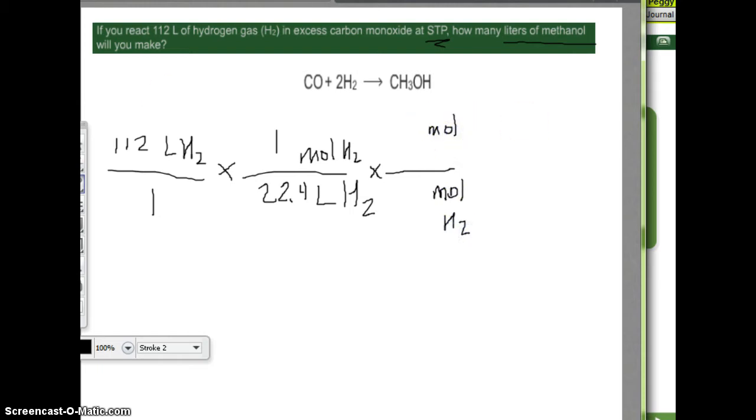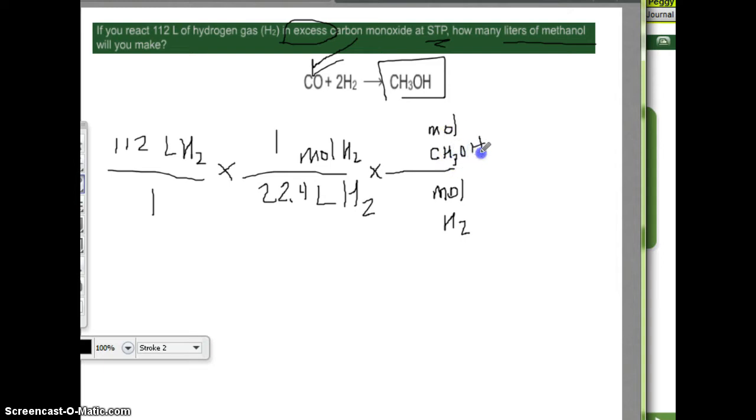All right, so if you're reading this and you're like, which one's methanol? So let's read it again. If you convert 112 liters of hydrogen gas in excess carbon monoxide. So if you did not know carbon monoxide was this one, the fact that we're reacting it together should have told you, oh yeah, they're talking about the reactants. So they want to know how many liters of the product are you making. And make is your other clue that it's going to be one of the products.